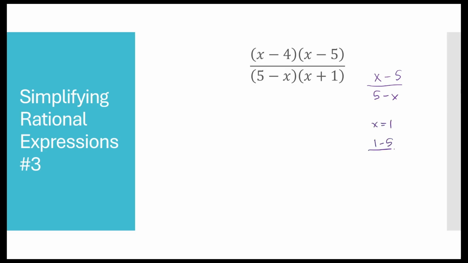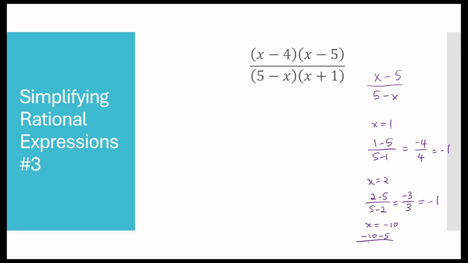And I would have 1 minus 5 over 5 minus 1 is -4 over 4, and that makes -1. Let's plug in 2. On that, I'm going to have 2 minus 5 is -3 over 3, and that's -1. Well, this is interesting. Let's plug in -10.